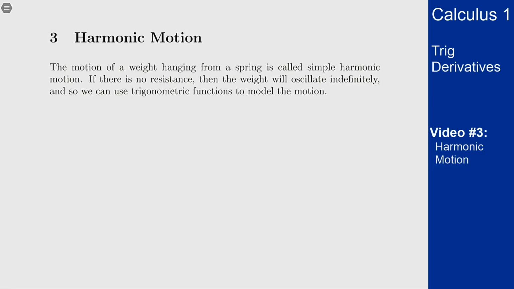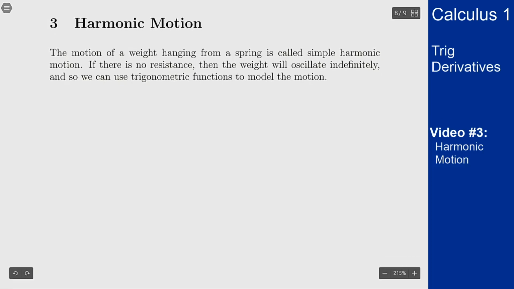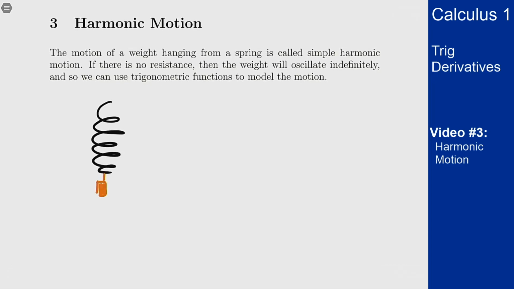In this video, we'll talk about harmonic motion as an application of trigonometric functions and their derivatives. So the idea of harmonic motion is the following. If I have a spring, and I hang a weight from the bottom of it, and I displace the weight from where it would hang normally, so I pull it really far down and let it go, the weight's going to bounce up and down.